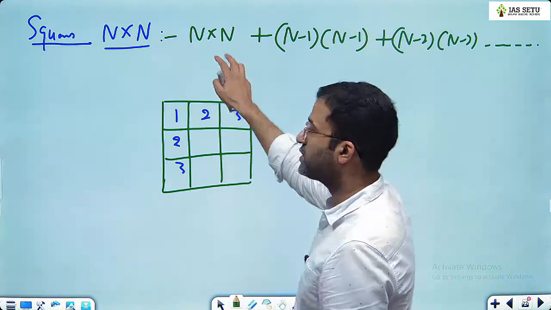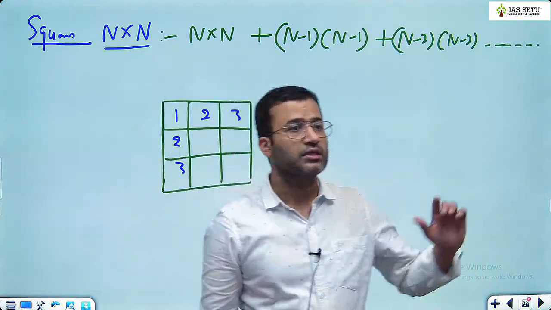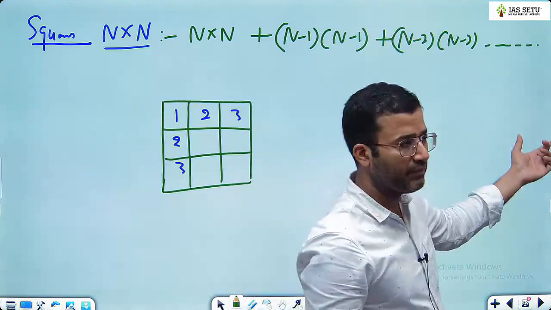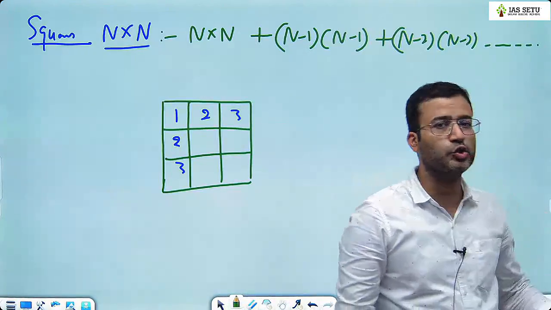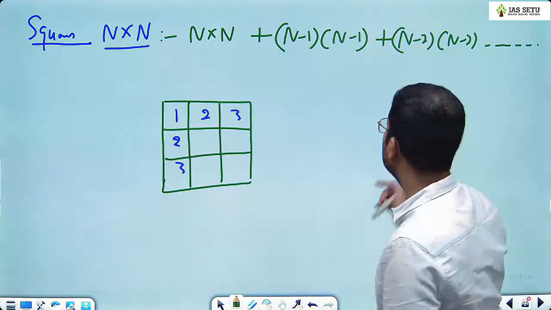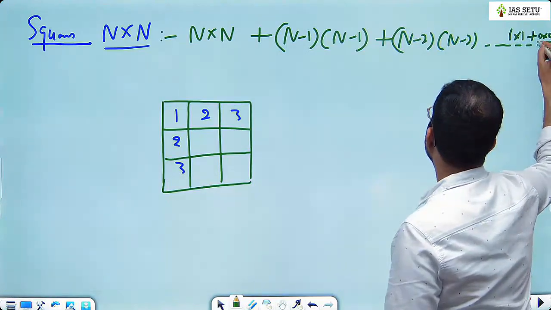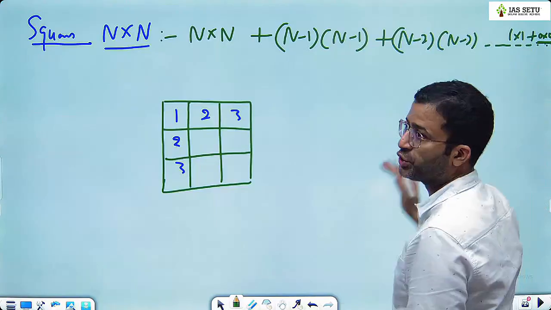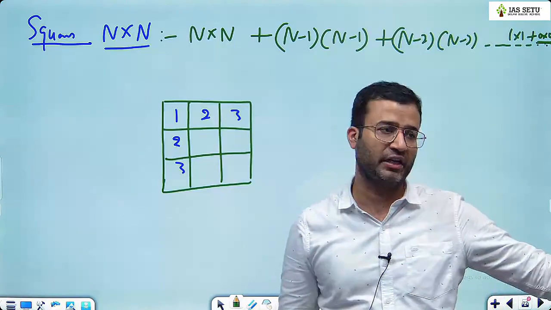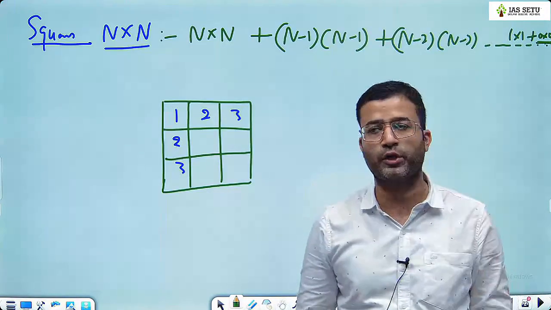I repeat, start with n into n, subtract 1: n minus 1 into n minus 1, n minus 2 into n minus 2. Since you are subtracting the value, at last you will get 1 into 1 plus 0 into 0. The moment we get 0 into 0, we will stop, because after that it will be a negative value. We don't take negative values, we have to stop at 0.